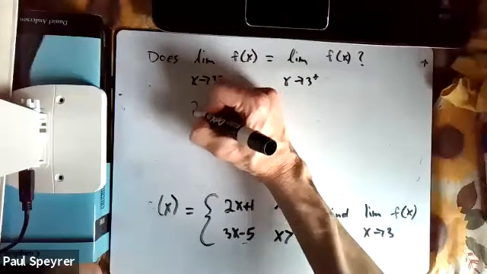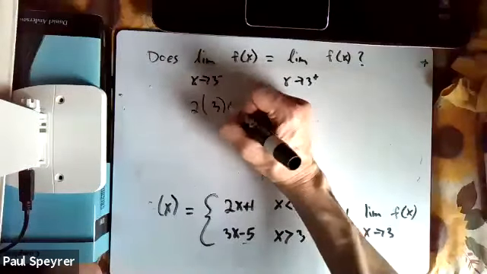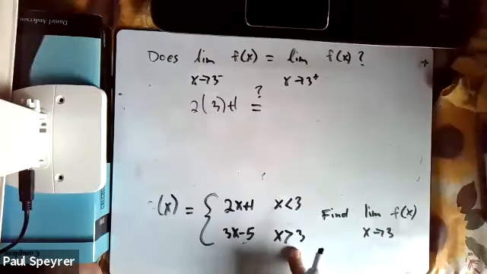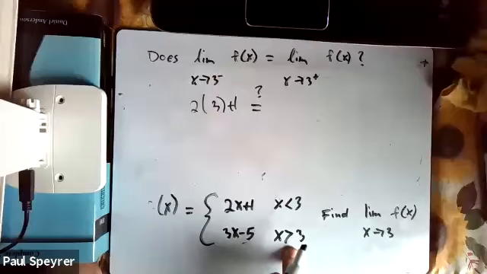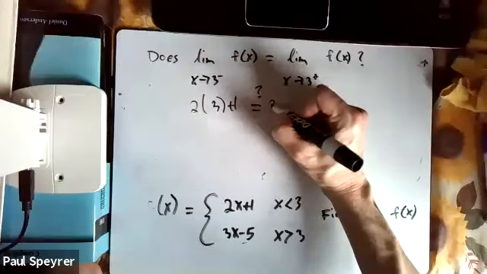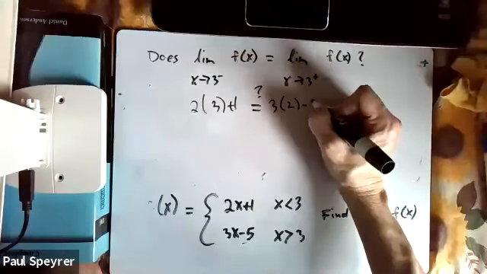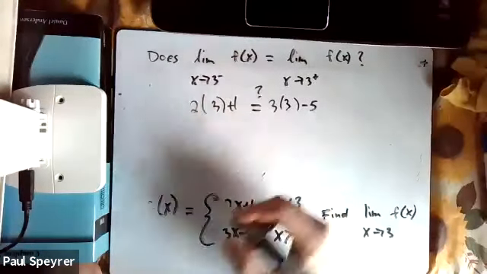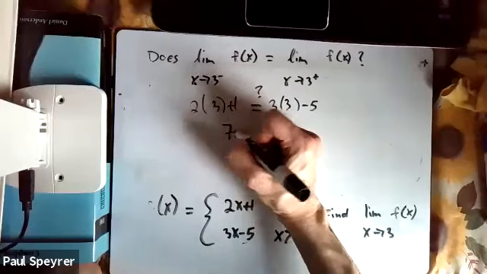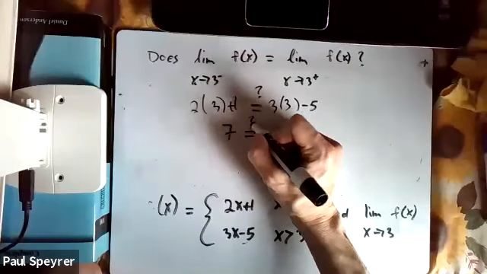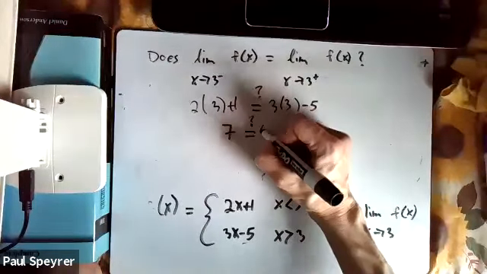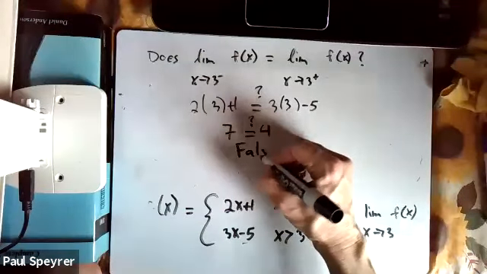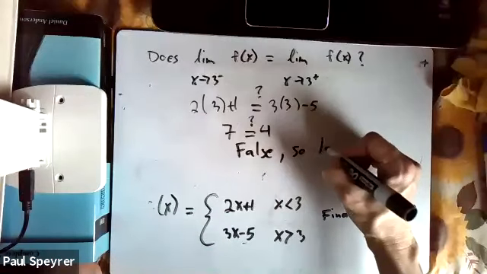So we have 2 times 3 plus 1. Is that equal to... and then from the right, we would use the second part of the piecewise function. So 3 times 3 minus 5. So we get 6 plus 1 is 7. Does 7 equal 3 times 3, which is 9, minus 5, which is 4? Is that true? That's false, obviously.